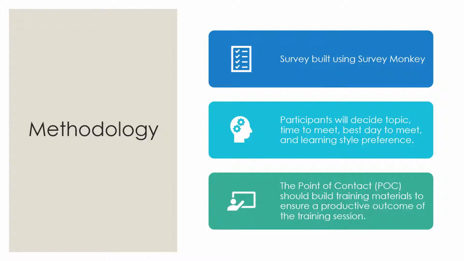Sample questions for the online survey are built using SurveyMonkey, then emailed to the web designers to gather preferences for brown bag sessions. The participants will decide topic, time to meet, best day to meet, and learning style preference. The point of contact should build training materials to ensure a productive outcome of the training session.